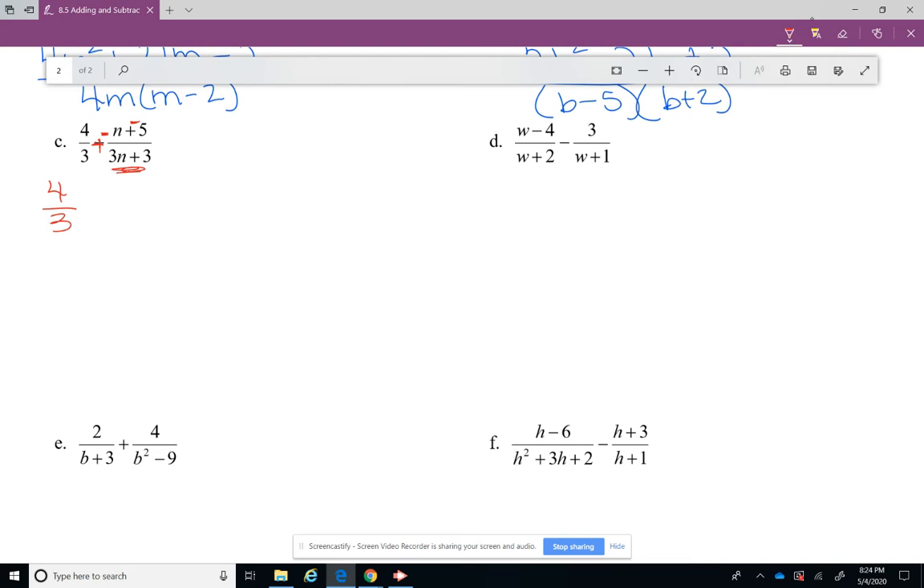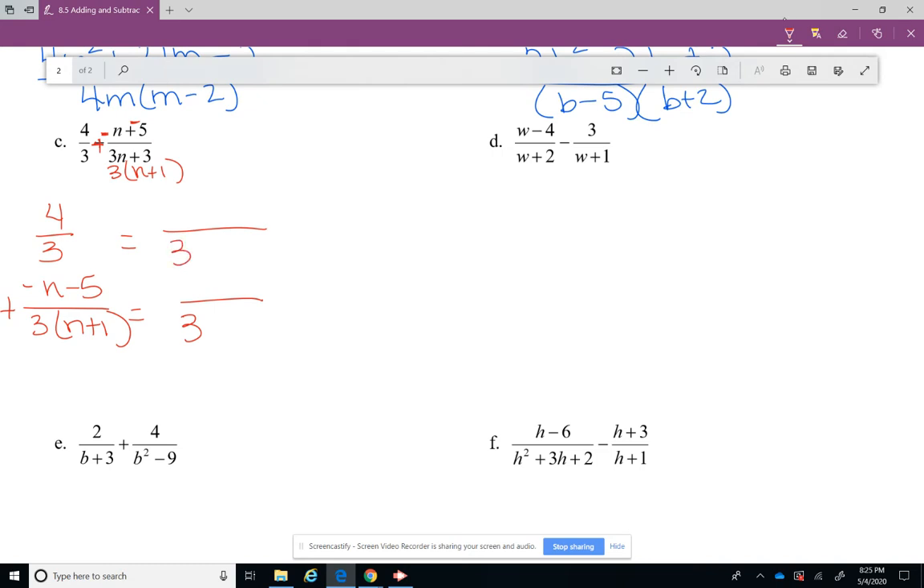Now, for this part, do you see they both have a 3 in common? That's going to help me this time. I'm going to pull out the 3, and that's going to be n plus 1. That's going to be helpful in just a minute. All right, now I'm going to rewrite 4/3 plus negative n minus 5 over 3 times n plus 1. All right, do you see how they both have a 3? Well, that means my least common multiple is going to have a 3.